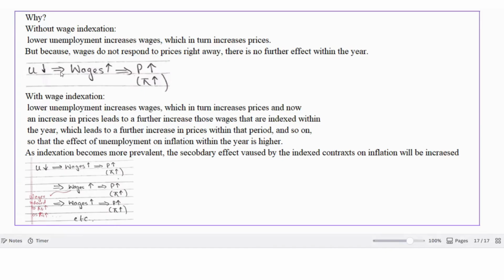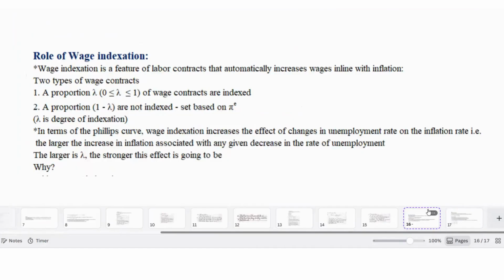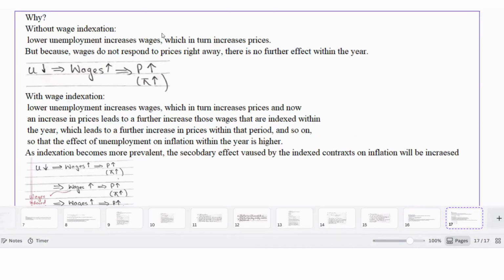So the idea is this: without wage indexation, unemployment goes down, wages go up, prices go up, but wages are not set based on actual prices. Wages are not indexed to actual inflation. They're set based on expected inflation. So there's no effect within the year. But when you have wage indexation, as prices go up, those wages that are indexed will increase within that year, which will further increase prices, which will further increase wages, further increasing prices, and so on. So now the effect on inflation will be higher as compared to without wage indexation. So the effect of changes in the unemployment rate on the inflation rate will be higher, and this is the intuition behind it.